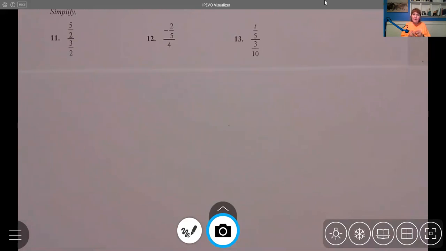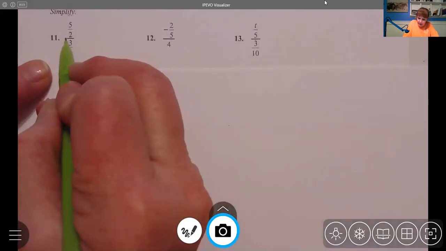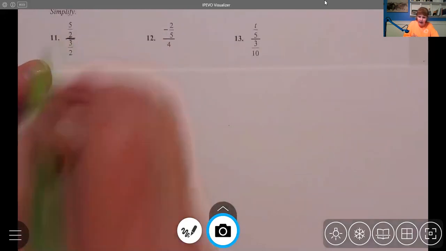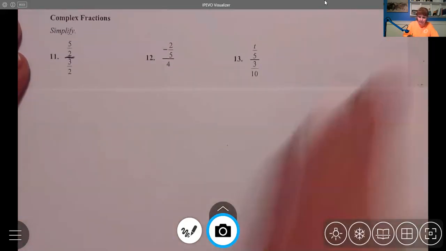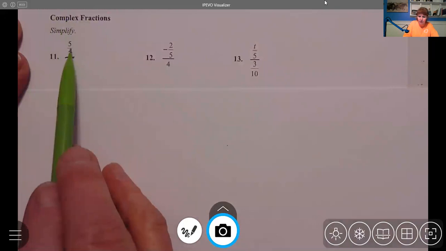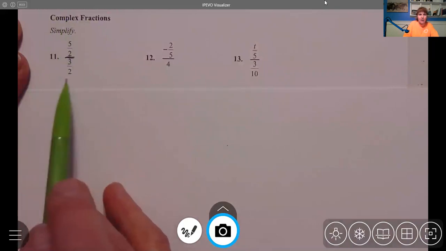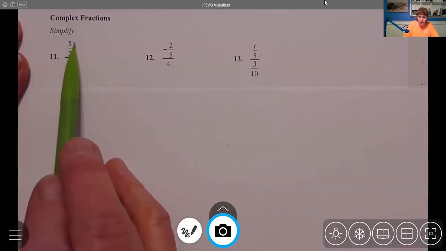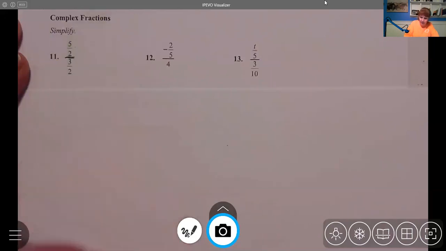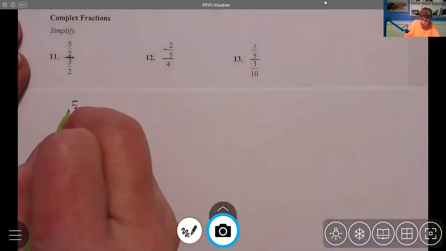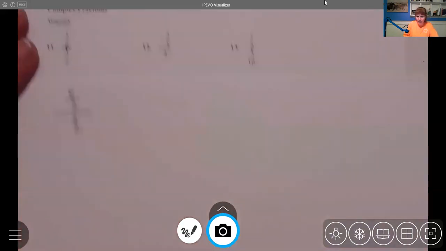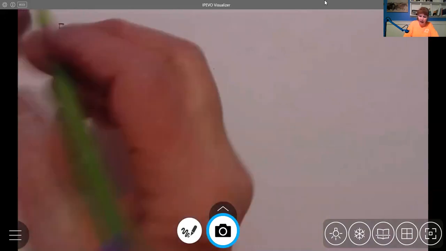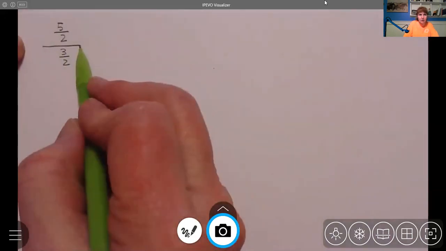We have 5 halves divided by 3 halves. So this bar right here is a fraction bar. And this is actually called a complex fraction. Here, you can read it here. A complex fraction means you have fractions within a fraction. So I'm going to rewrite this. Okay, I'm going to copy it just so I have a little bit more room. So we have, I just copied it over. We have a fraction within a fraction.